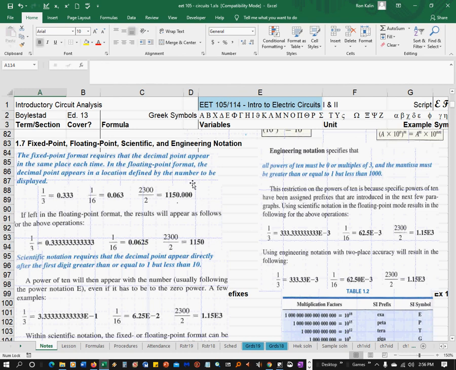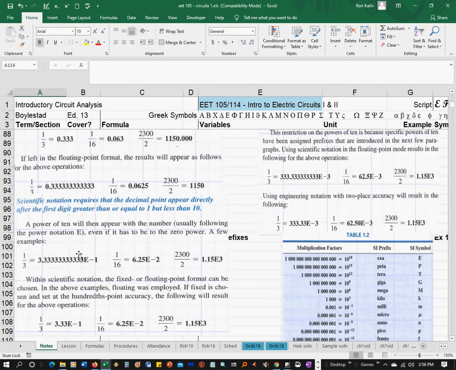So these first three examples are fixed point. The decimal point is always in the same place, depending on the number to be displayed. And then if left in the floating point format, the results will appear as follows in the above operation. So you can see that the decimal point changes position drastically between these three examples.